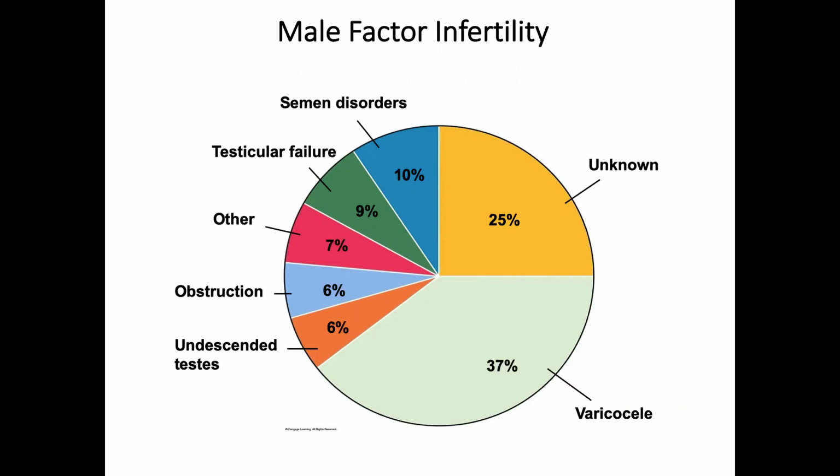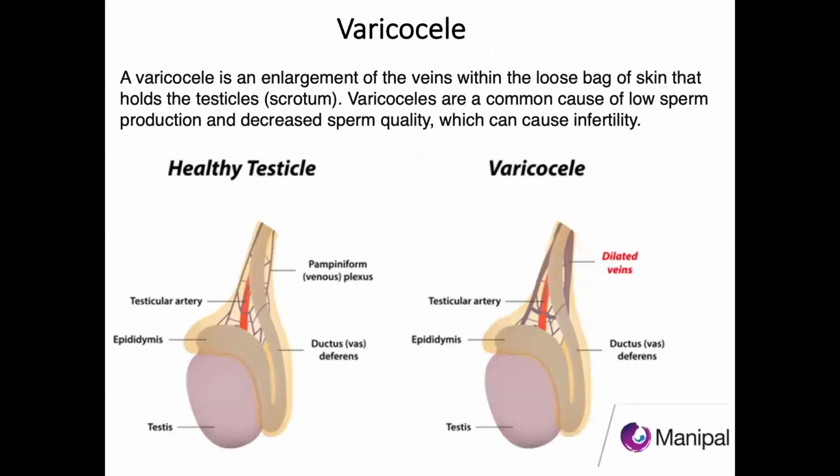So you can also see that varicocele is the main reason to cause male infertility, showing 37%. I would like to spend more time introducing varicocele next. A varicocele is an enlargement of the veins within the loose bag of skin that holds the testicles, or scrotum.